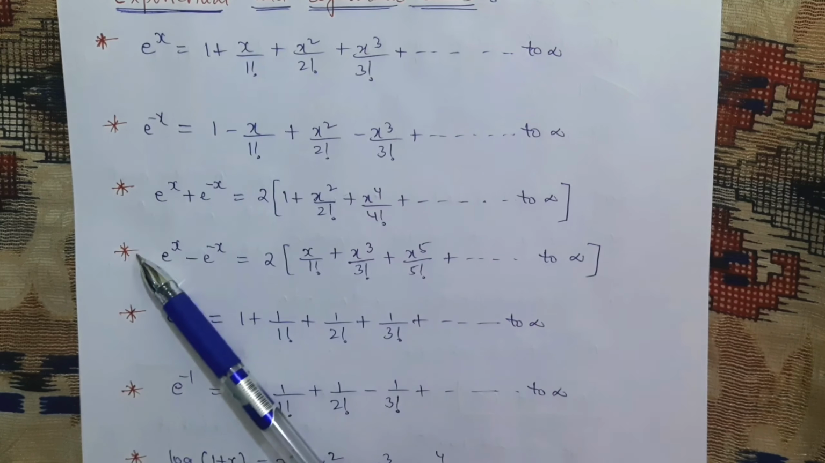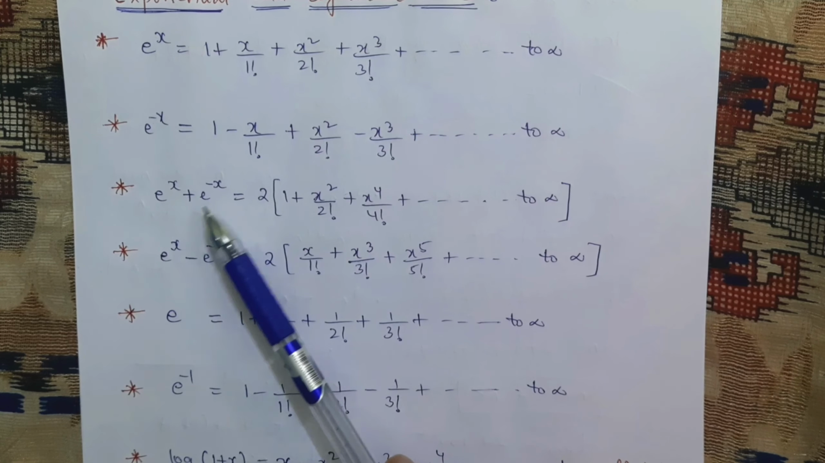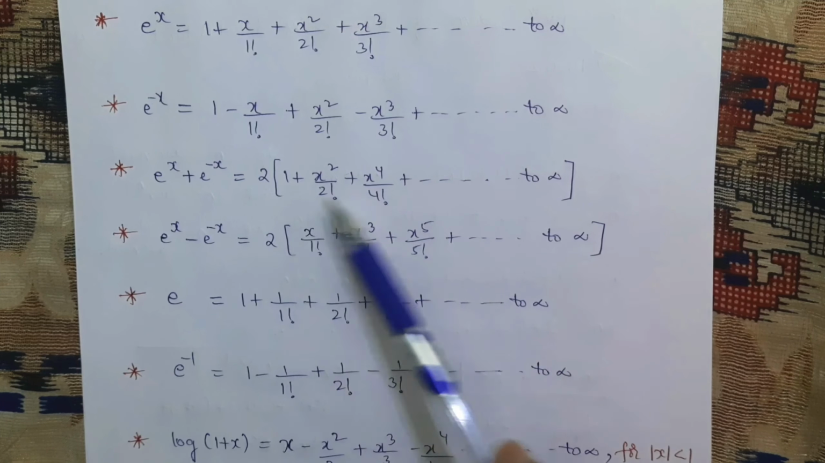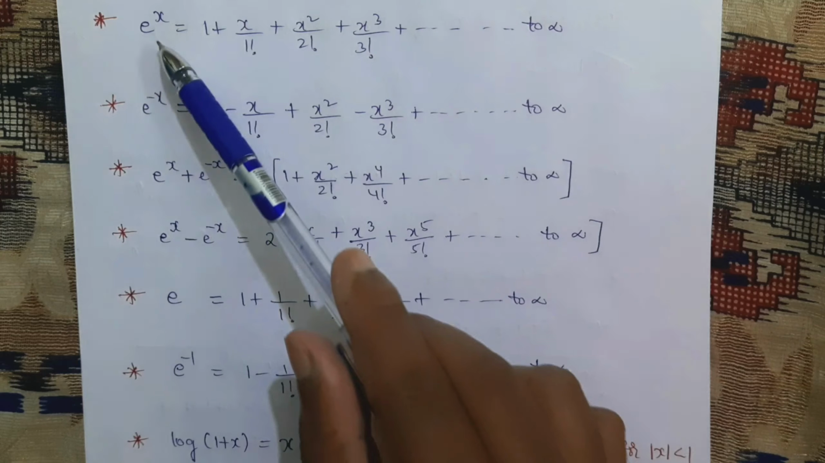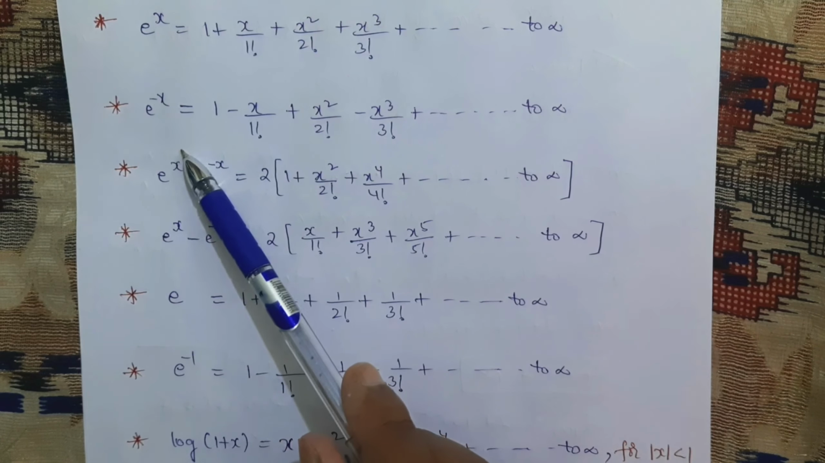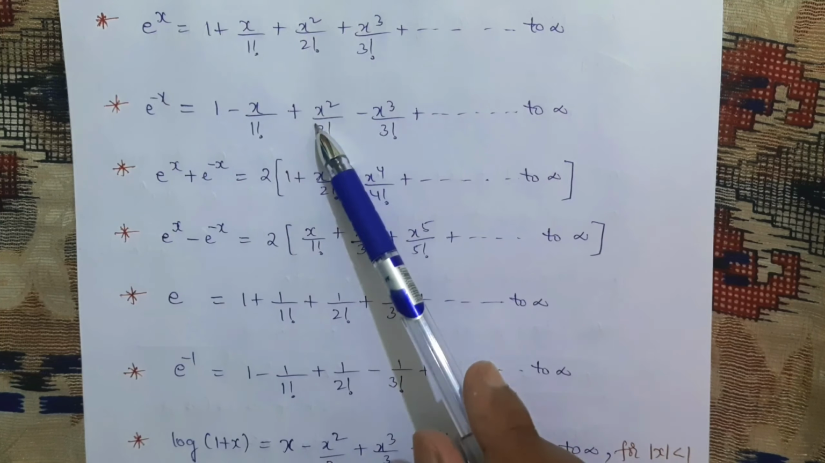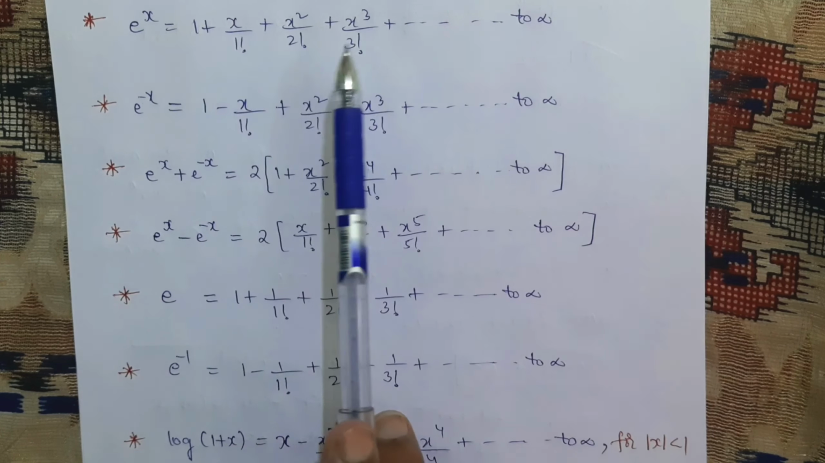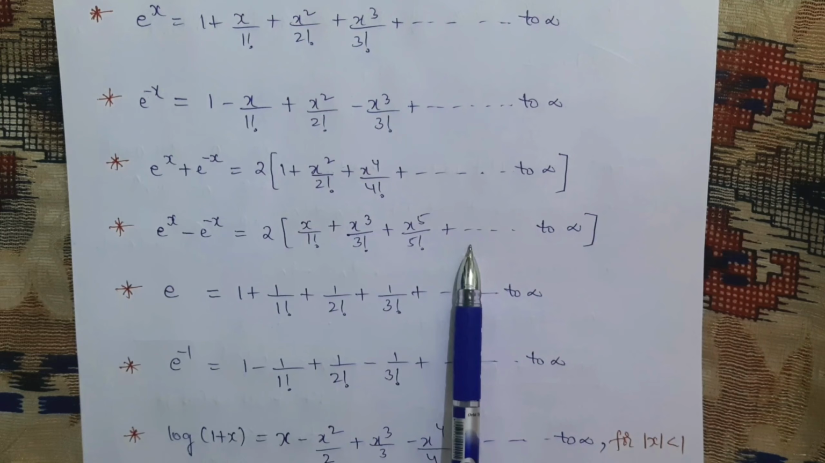If we add these two, e power x plus e power minus x, after adding you will get 2 times of these terms. And again, if we subtract e power x and e power minus x, the first term and third term will be cancelled. You will get 2 times of the second term, fourth term, sixth term, like that.